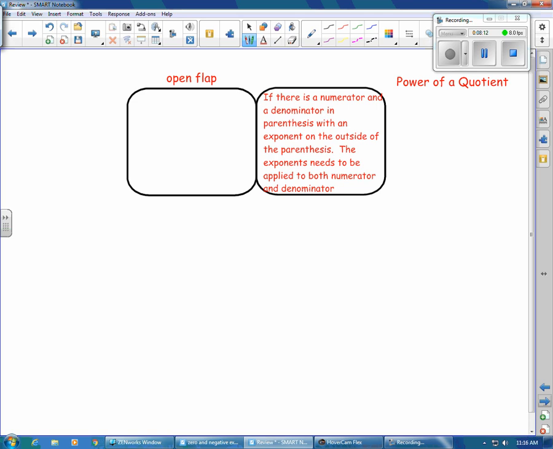Okay, quotient of a power. If there's a numerator and a denominator in parentheses with an exponent on the outside of the parentheses, the exponent needs to be applied to both the numerator and the denominator. So if I have x divided by y, and it's all being raised to, let's say, the 6th power, just making it up, that's going to be x to the 6th power divided by y to the 6th power.